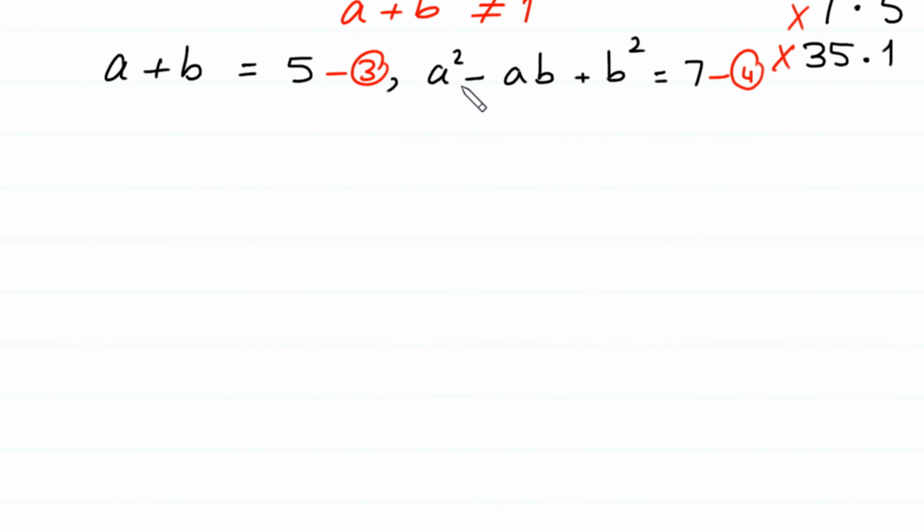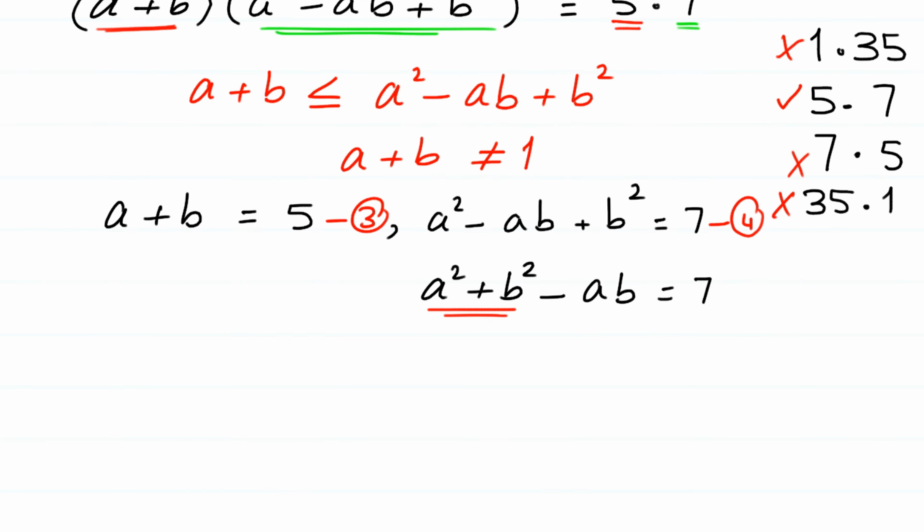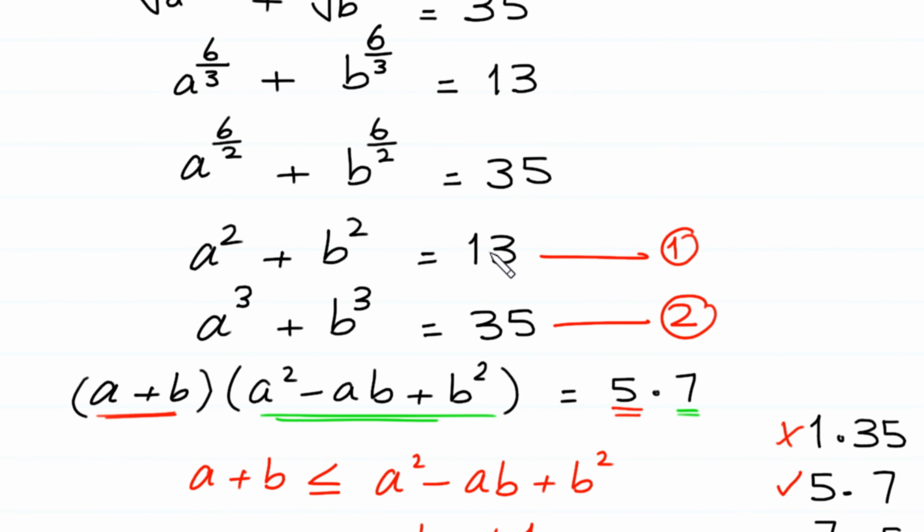Next, we can find the value of ab from this equation 4. We can write this equation as a square plus b square minus ab is equal to 7. Next, here we put the value of a square plus b square from equation 1, 13.